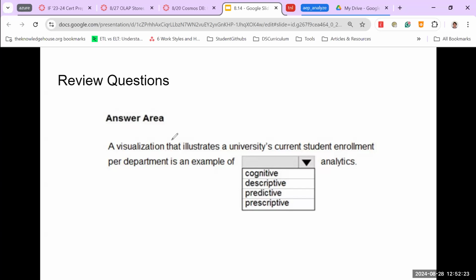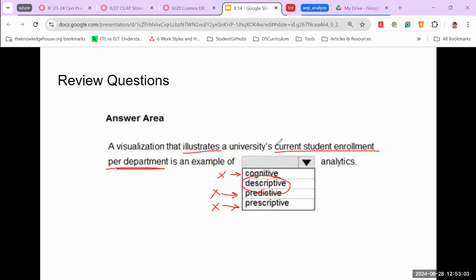All right, so let's break this down. You are illustrating a university's current student enrollment per department. What is that? Are you predicting? No, you're not talking about future enrollment. Are you prescribing? Are you telling them what they should be doing? Not really. Cognitive? No, right? Cognitive analytics, I would probably have to honestly Google that, but I think it has to do with perception or something. Honestly, we're quite simply just going to go with descriptive, and that is indeed the correct answer. This right here is what we call descriptive analytics.